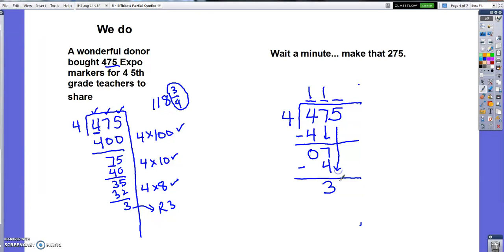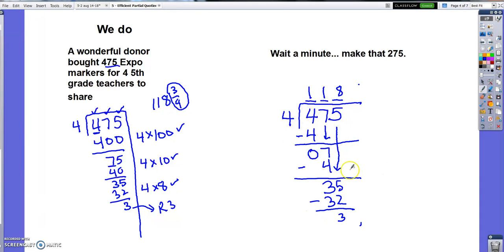Bring down the next digit. And now I'm saying 4 times what is as close to 35 as I can go without going over. 4 times what makes 35? Well, 4 times 9 would make 36. That's too high. So I can do 4 times 8 is 32. And I'm left with 3.